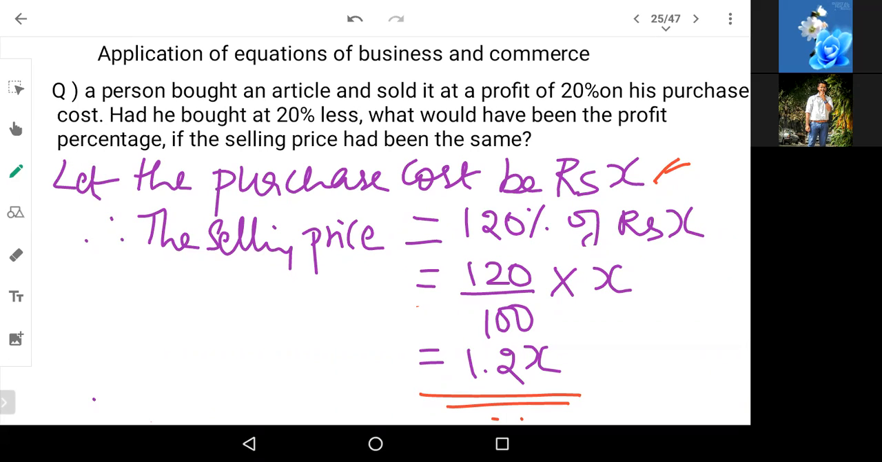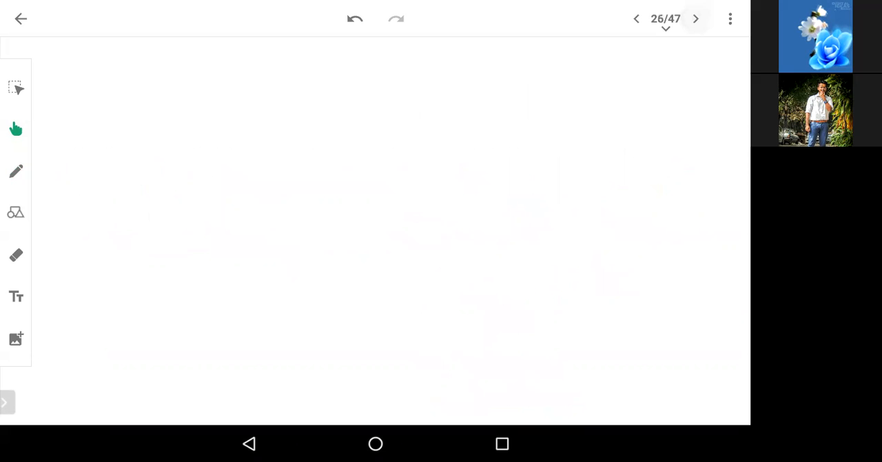So this was the first scenario. This is the first sentence: a person bought an article and sold it at a profit of 20% on his purchase cost. This is the first scenario. Now let us define the variables for the second sentence. Now coming to the second sentence, Arpita, which part you want me to repeat again? Let me finish the derivation of variables. I'll repeat everything again.